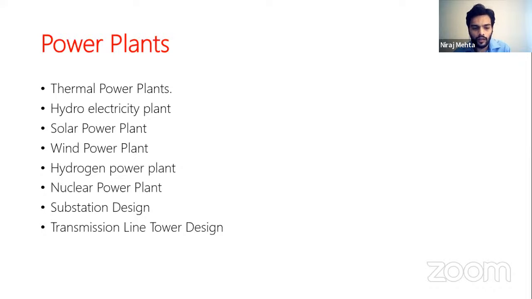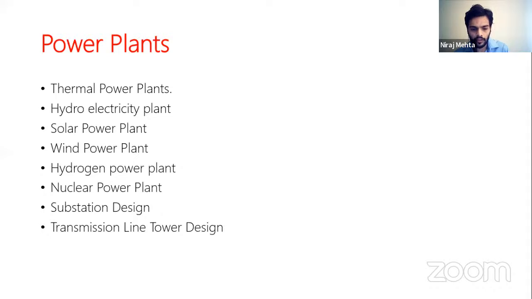Out of these, thermal power plants, nuclear power plants, and hydroelectricity plants involve a huge capital, and at the same time, thermal and nuclear power plants have some issues with climate change from a pollution perspective. That is why the world is entirely shifting towards cleaner, renewable energies. That is nothing but solar power plants, wind power plants, hydrogen power plants. So these are the fields of renewable energy which the world is gradually shifting towards.